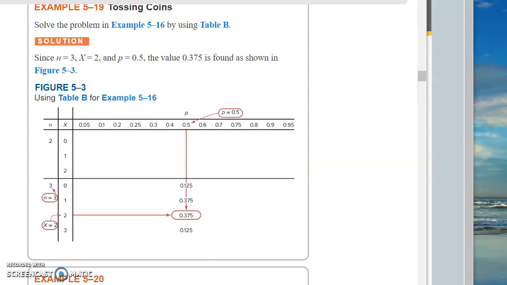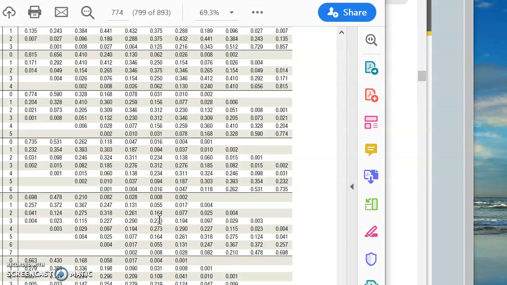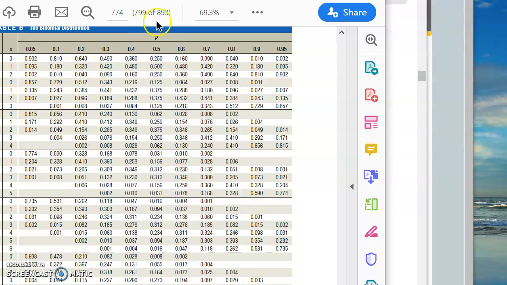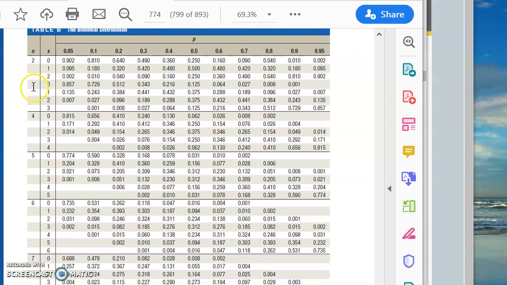Okay, so now let me show you the real table. There's the table. It's in the back of your book. This column right here, that's n, the number of trials. That's 3. And we wanted to know the probability of getting exactly 2. So n is 3. What's the probability of getting 0 successes, 1 success, 2 successes, or 3 successes? Well, it depends upon what p is. If p is 0.2, here's a little table of the probabilities of getting exactly, let's say, x equal to 2.